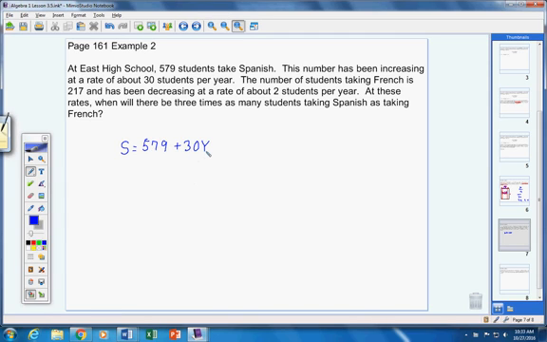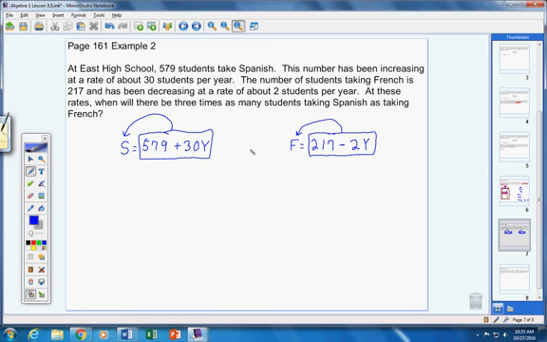Now let's write an equation for the French class. The French has 217 students enrolled. It's decreasing, so minus 2 students per every year. Okay? Now, this expression right here represents the Spanish class. This expression right here represents the French class. They're equal. Okay, see that? This equals S, this equals F. Now, here's where it's going to be really confusing. It's not easy for students to understand, so please watch carefully what I do. You might have to watch this a couple times to get it, okay? But I expect you to know how to do this after I've taught you this.